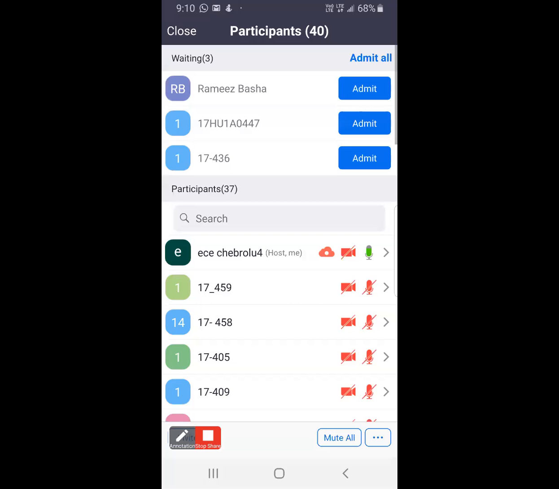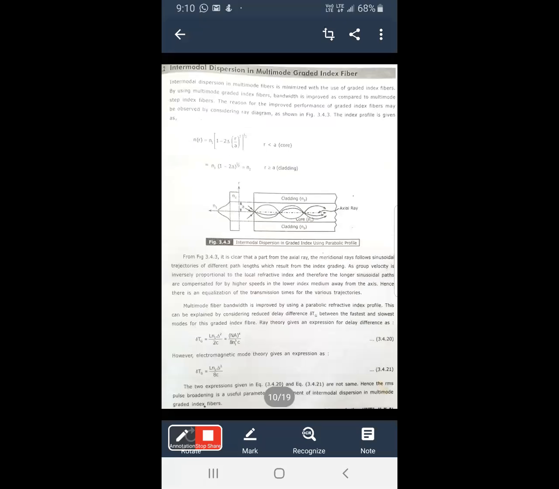And here the gradient fiber can be observed in the ray diagram. Here the index profile is considered as n of r is equal to n1 into square root of 1 minus 2 delta, r by a whole squared, where r is less than a. In that condition it represents the expression. If r is greater than or equal to a, then it represents the cladding, that is n2. So here you can see in the figure.